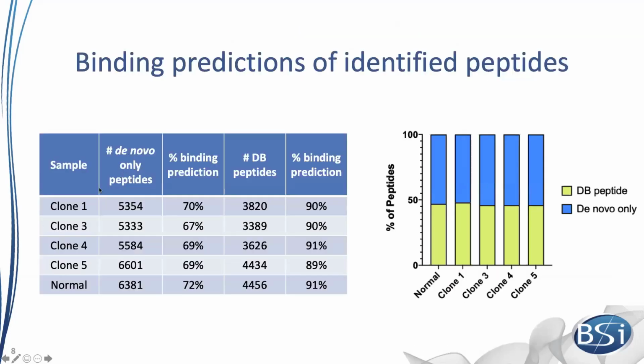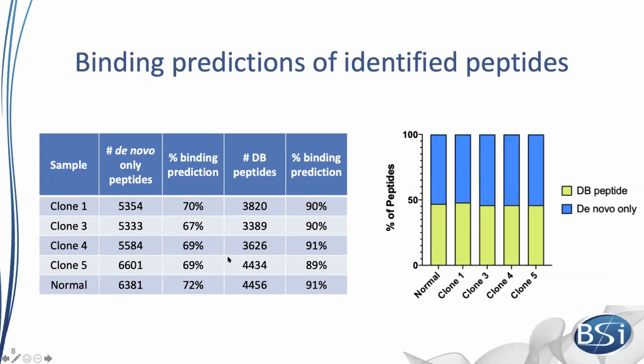So here are the results from each of the tumor clones as well as normal tissue. You can see there's quite a significant amount of peptides that fall into the de novo only category. And on average, about 70% of these were predicted as HLA binders.